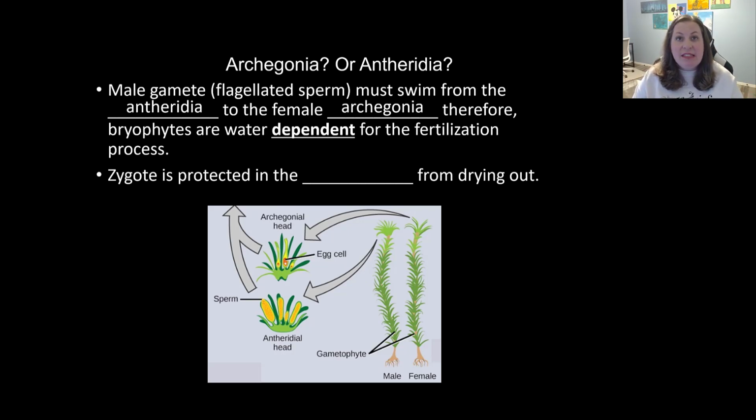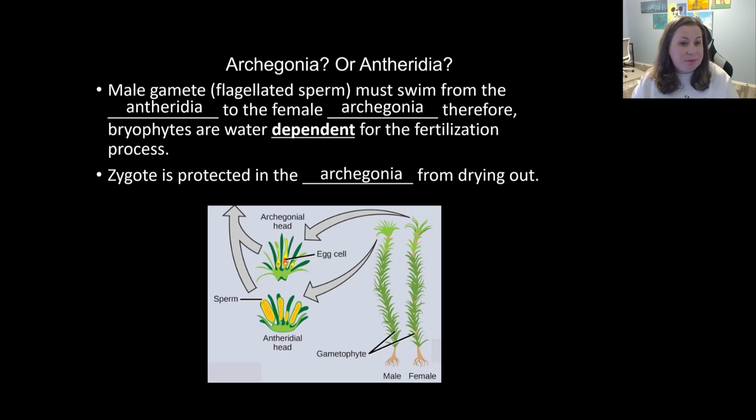Now, this is dependent on water because how else can it swim? All right, and so this is again why it has to be close to the surface where water is going to be more present. And in order for this process to occur, fertilization to occur, it's dependent on water because it has to swim. The zygote, though, is protected, and it's protected inside of the female part of the plant, which is the archegonia. Okay, and so it's going to be protected from being dried out because of having that archegonia area.